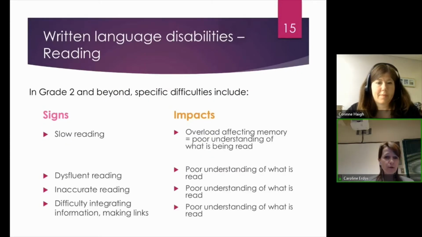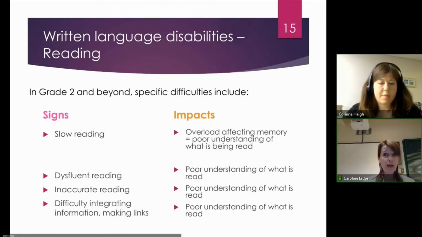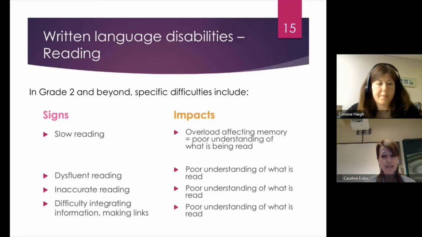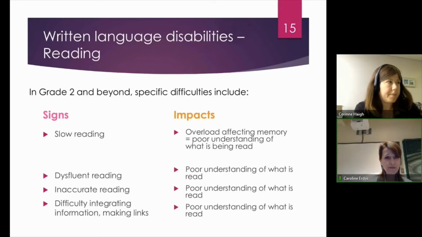Now, as students get older, in grade 2 and beyond, what disability in the area of reading looks like is perhaps, so now they eventually will have acquired their letter sound knowledge, but they may be very slow at reading. And being very slow at reading is not to be overlooked because that really taxes memory. If it takes you a very long time to get through a paragraph, you're having to hold on to the information at the beginning of the paragraph much longer, and that's quite taxing.